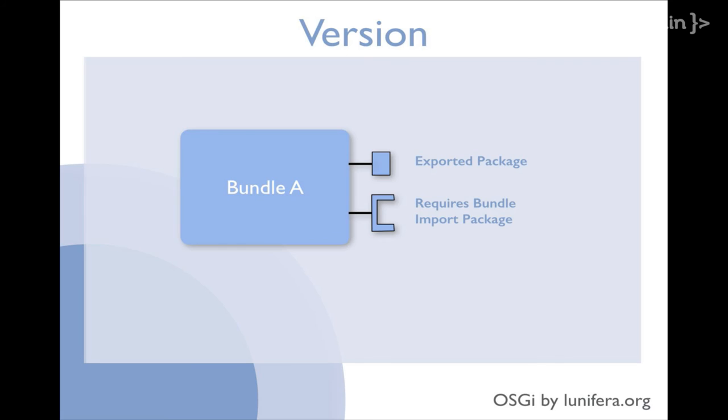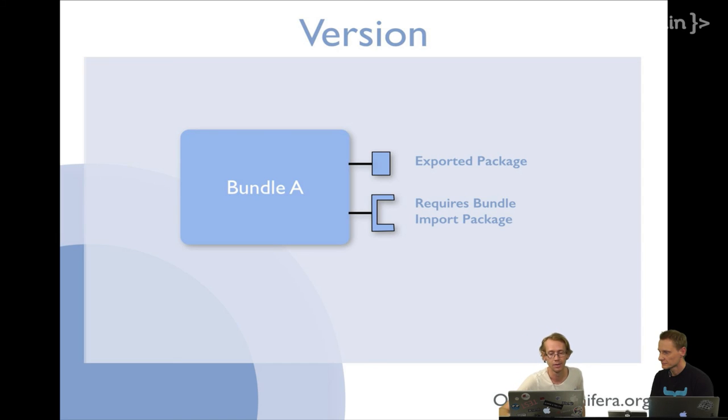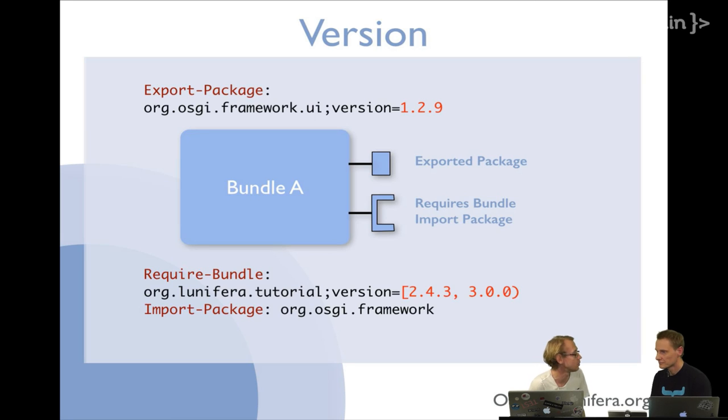Let's assume you have the same bundle, bundle A, exporting packages, and it may also import packages. To export a package, you just put the version behind the package, for instance 1.2.9, and for require bundle, you may specify version ranges. So you don't have to specify exactly one version, it can be many. It's really good practice to define an upper excluded version, for example require bundle tutorial, version included from 2.4.3 to 3.0.0 excluded. If the major version changes, you may expect API changes. There is special syntax for this. The square bracket means it's included.